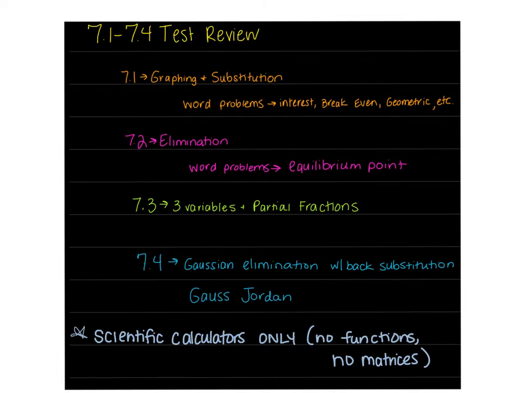So you will see the partial fractions from 7-3. On the review, it says it, but make sure you also review repeated factors from partial fractions. We can look at those again tomorrow, but you want to go back to the quiz review for those. And then 7-4 was what we just did, the Gaussian elimination with back substitution and the Gauss-Jordan.